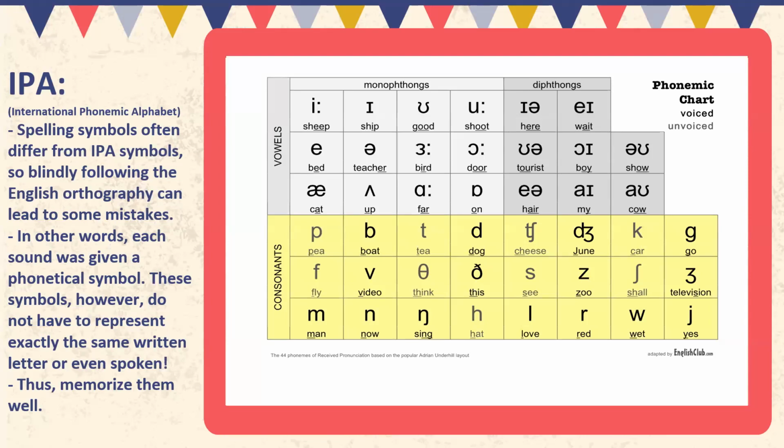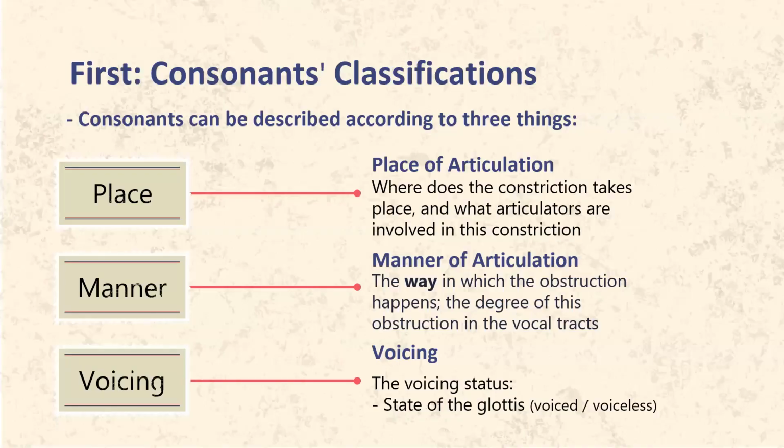Okay, let's move on. So we have two kinds of sounds, consonants and vowels, right? Okay, first we'll be taking consonants. Consonants, classifications. Okay, when we want to talk or discuss consonants, we classify them. يعني احنا بنصنفهم بناء أو طبقا على ثلاث حاجات. We describe them according to three things.